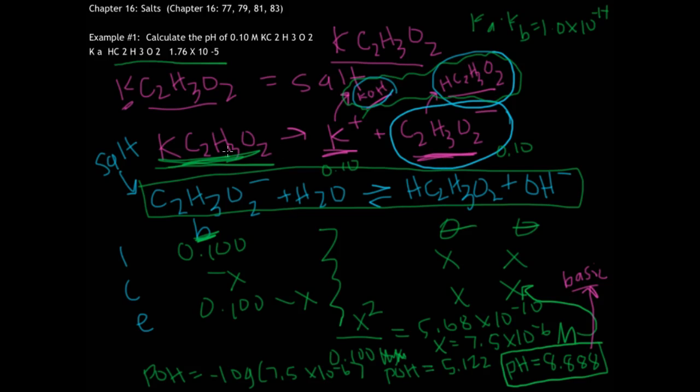So again, be very careful. You ionize the salt completely and take the weak part of the salt. Okay, the weak part of the salt. Not the weak acid or the base that made the salt, just the weak part of the salt. And put it through hydrolysis with water. And that is how you do a salt problem.